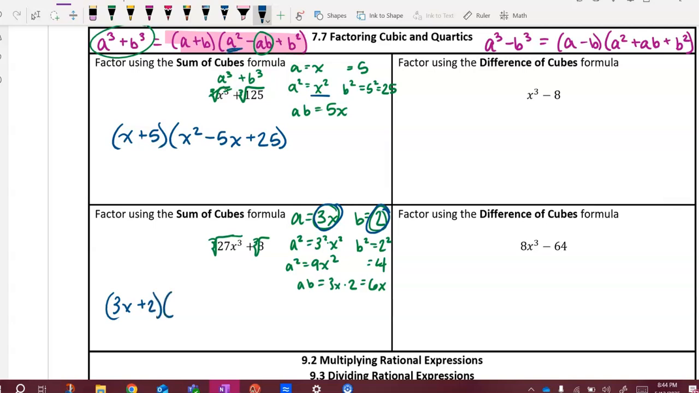Then we move on to a squared. A squared we said is 9x squared. Then we have minus a times b, which we said was 6x. And then we have plus b squared. And b squared is not 2 squared, it's 4. There we go. Nice and beautiful.